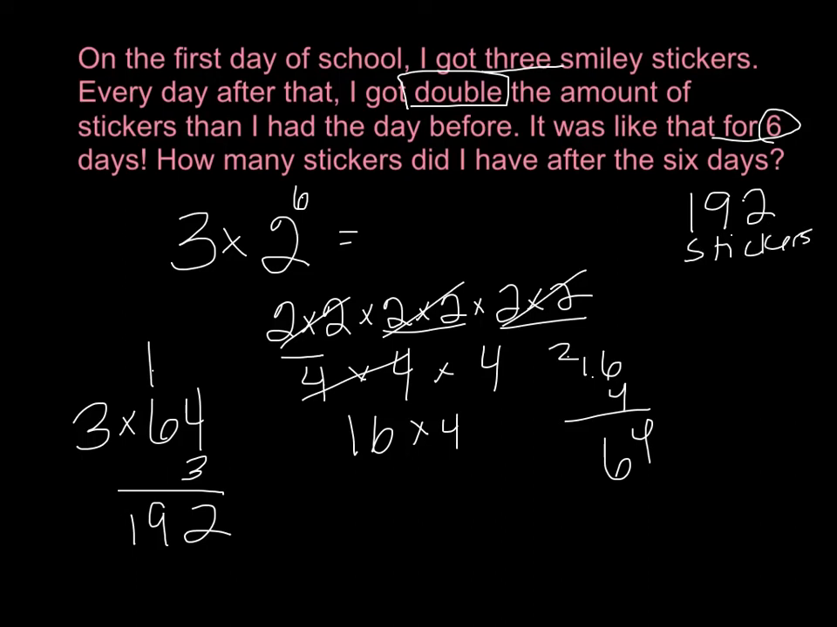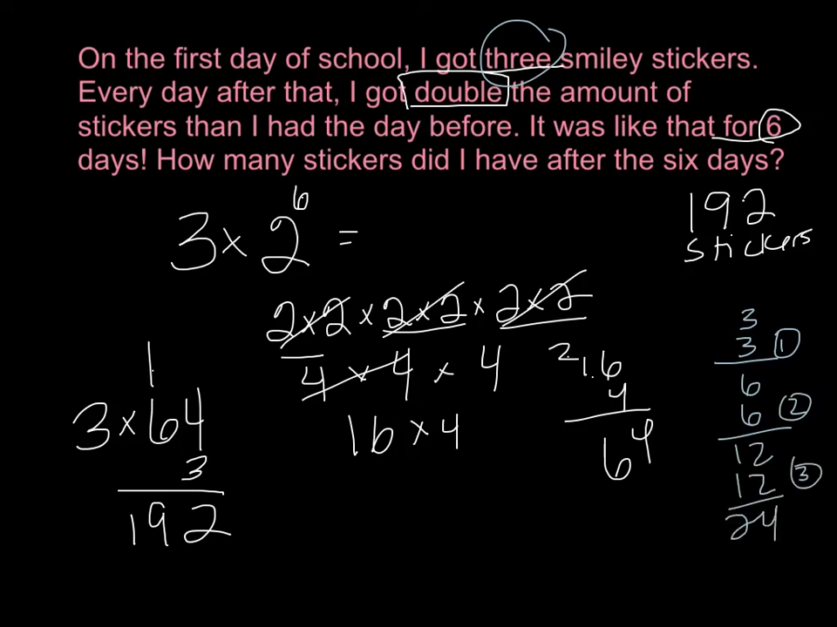Now I could have done it just like I said before, and you don't have to write this part down, but I could have said, well, I started with 3 and it doubled for 1 day, that's 6. Then it doubled for 2 days, that's 12. And it doubled, that's 24. And then it doubled, I ran out of room, so let's take 24 up here. 24, that's 48, that's 4 days. And it doubled, that's 96, that's 5 days. And it doubled, 192 after the 6 days.